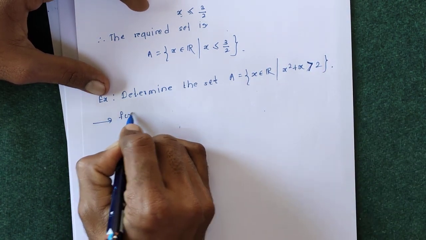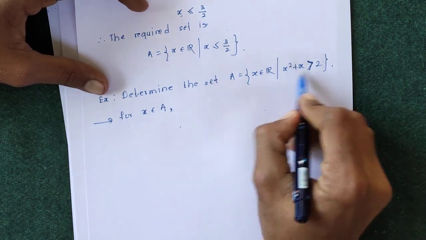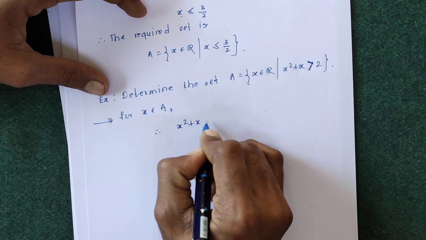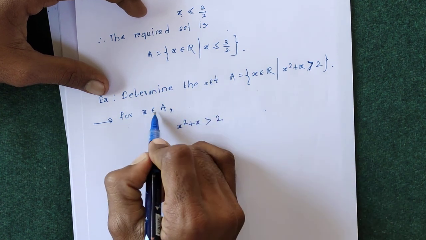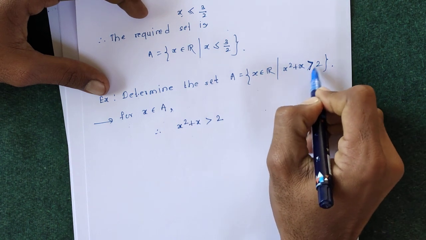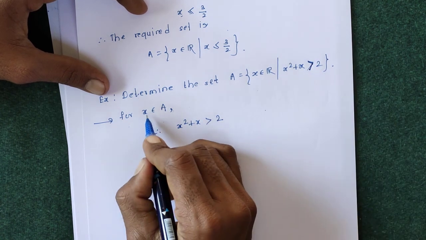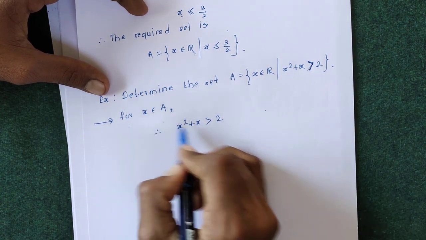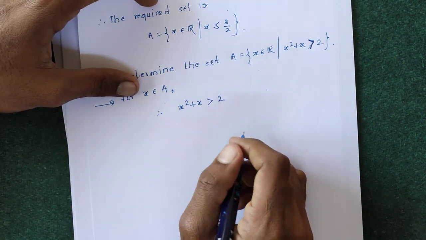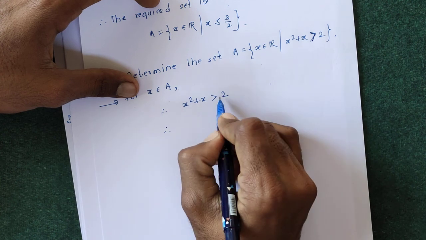Now for x belongs to A, if we take any x belongs to A, then that x satisfies this property. Therefore x square plus x is strictly greater than 2. Every element of A is of the form x belongs to R such that x square plus x is greater than 2. So every element x satisfies this condition. So if you take x belonging to that set A, then it satisfies this condition, that is, x square plus x is greater than 2.